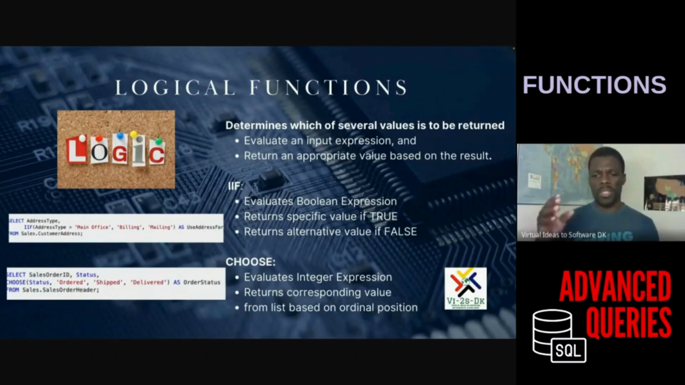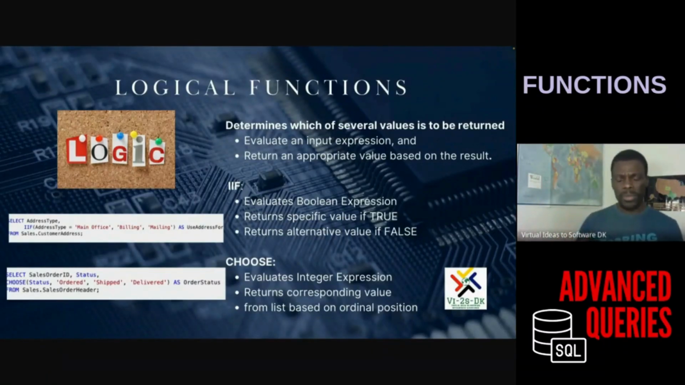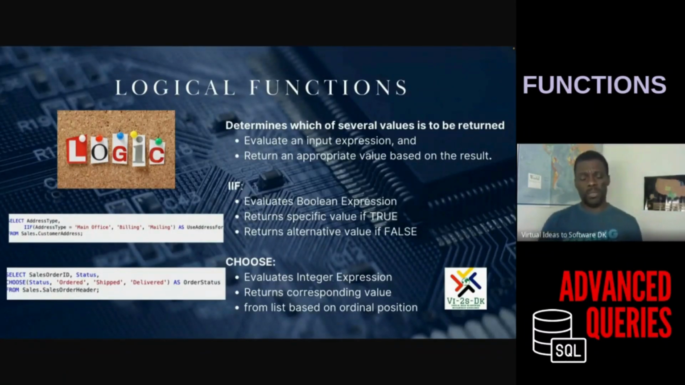So we give an expression, we evaluate it. If it's true, we return a particular value. If it's alternative or if it's false, we return another value. Just like we will be able to pass in an integer to be evaluated, right? So again, data types, if you know your data type is an int, we evaluate it. And we use the choose function, the choose logical function in this case, to be able to see.